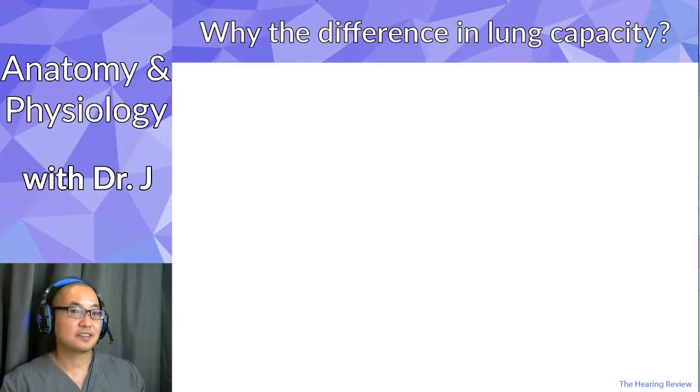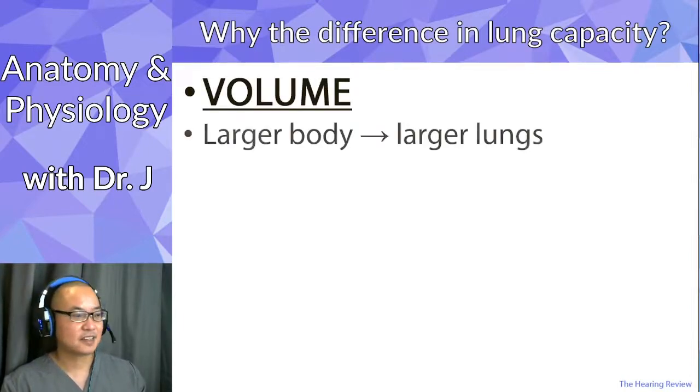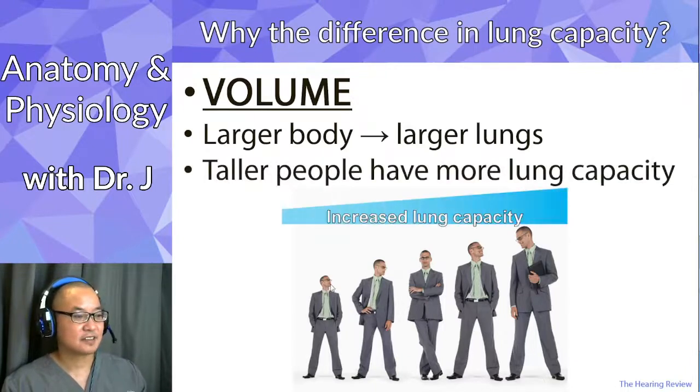Well, it all deals with volume. And what dictates our volume in our lungs? Our body size is correlated with the size of our lungs. So the bigger you are, the bigger your lungs are. Here we have a bunch of people going from shorter to taller. Men on average are taller, but again, this is the whole reason behind it. If you have a larger body, you have larger lungs. So taller people have more lung capacity.